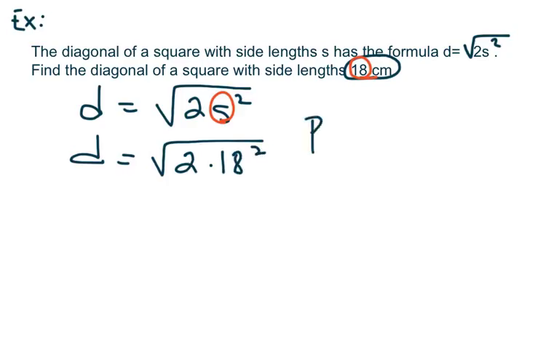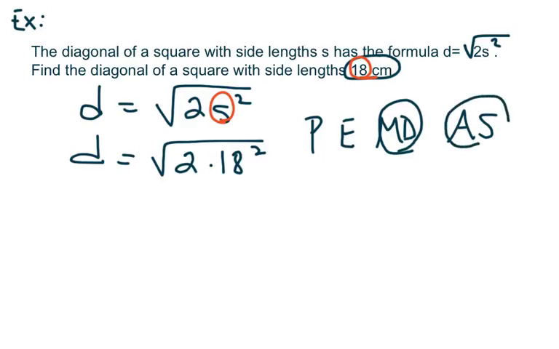Now we have to follow the order of operations, and we need to do parentheses first, then exponents. Multiplication and division, remember those two go together, so you do whichever comes first, left to right. Addition and subtraction go together, you do whichever comes first, left to right. Now, even though you don't see any parentheses, there really are some underneath this square root. So we need to do 2 times 18 squared first. We have to do the exponent first, so we have to do 18 squared.